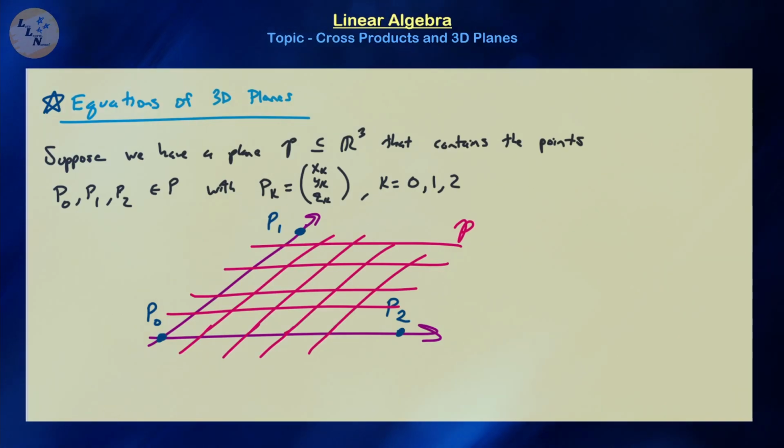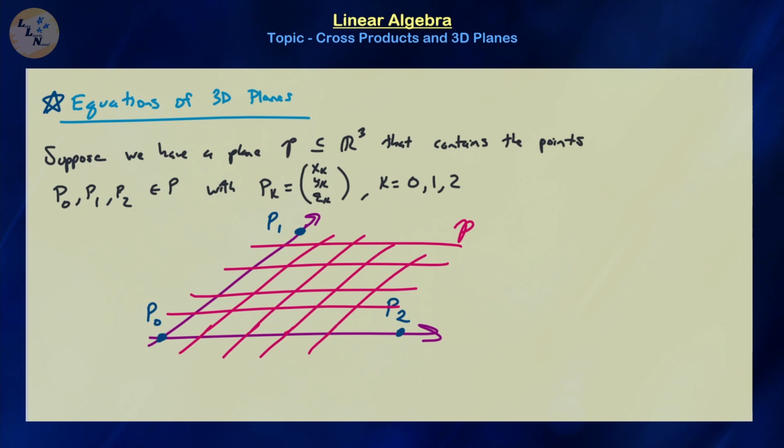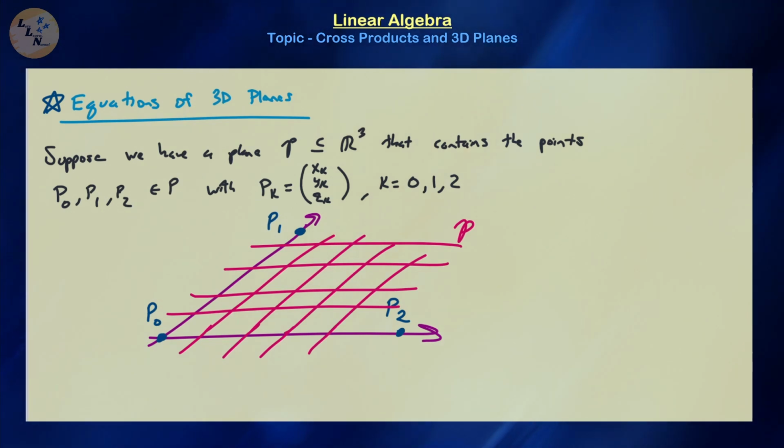Now that we've defined the cross product between two vectors u and v in R3, we're actually going to use it to derive the equation of a 3D plane in R3. Keep in mind, a 3D plane in R3 is just a two-dimensional linear subspace of R3. So it's just a little flat plane, almost like a table that's slanted or flat or vertical or horizontal, just hanging out in three-dimensional space.